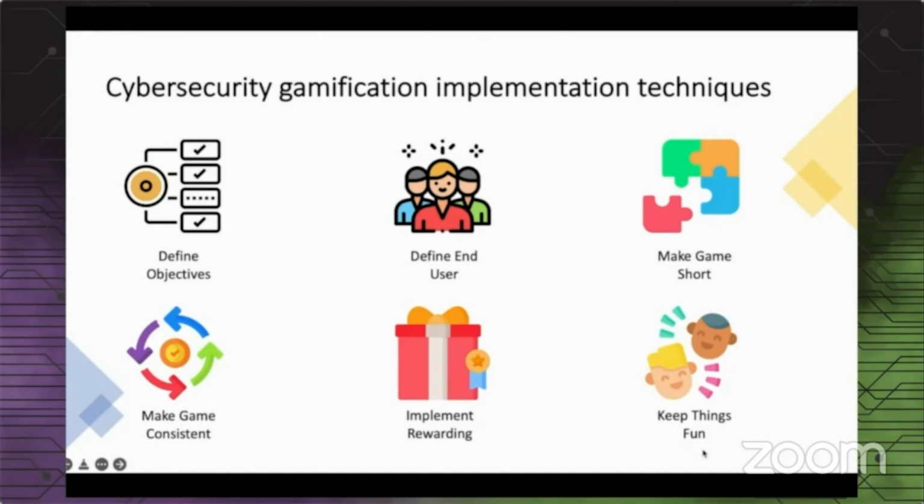Always implement a rewarding program. Whenever there is a winner, you will need to have a reward. This reward could be a voucher, a certificate, a badge, as I have mentioned earlier. It could be a cup of tea meeting with the head of the department or head of the organization. It could be a voucher for a dinner. You never know. It all depends on the budget that you have.